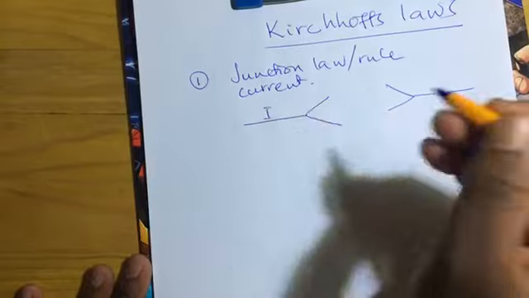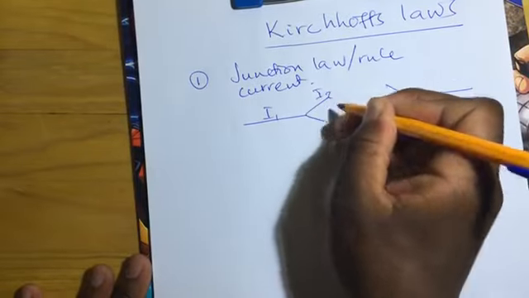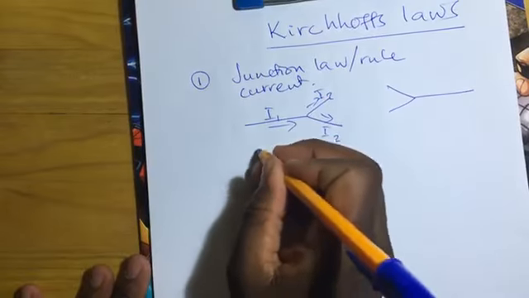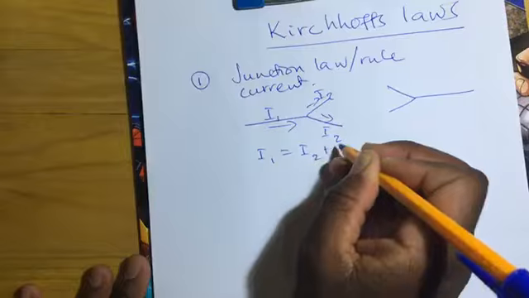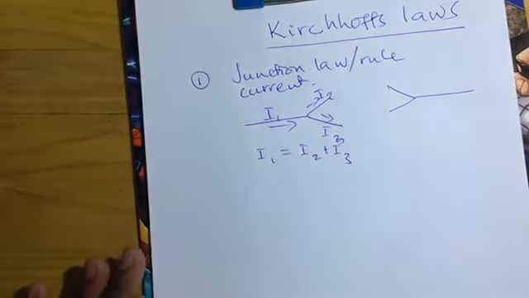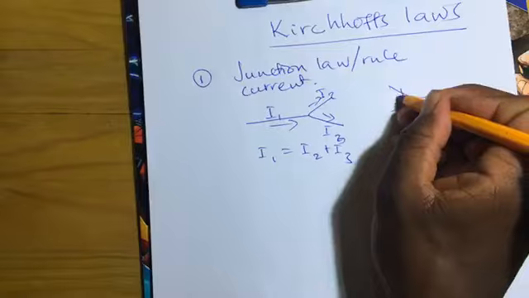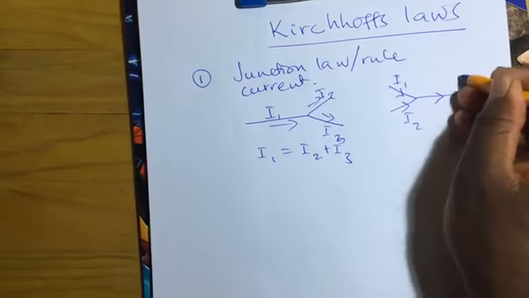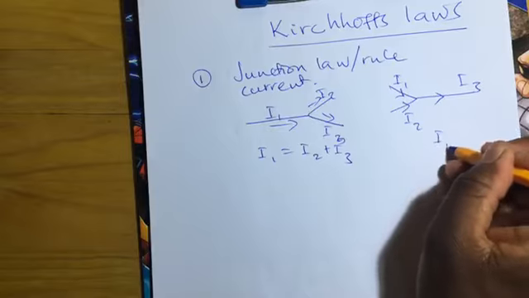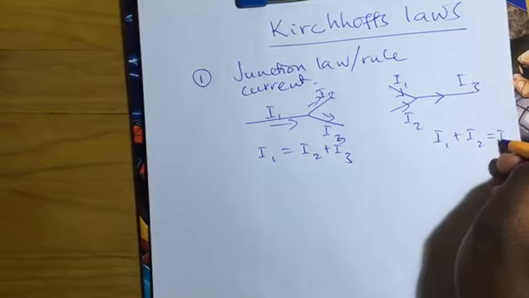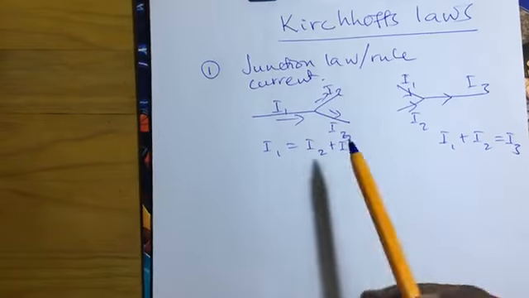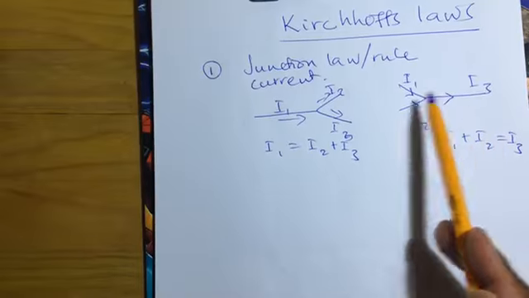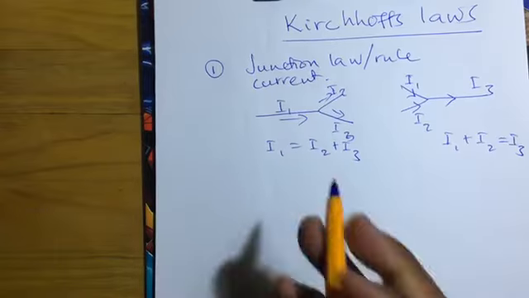If this is I1, this is I2, this is I3, we're moving from here to here, current will split. We're going to say I1 is equal to I2 plus I3. The same current can converge here to give us that. If this was I1, this is I2, I3, we're going to say I1 plus I2 is equal to I3. These are just subscripts. Just know that current could either converge, as is the case here, or it could split.